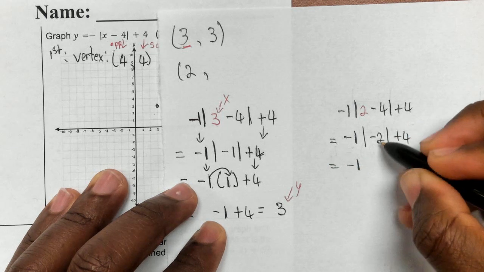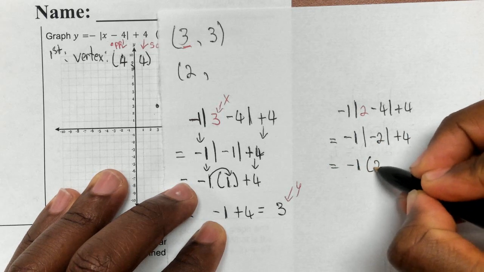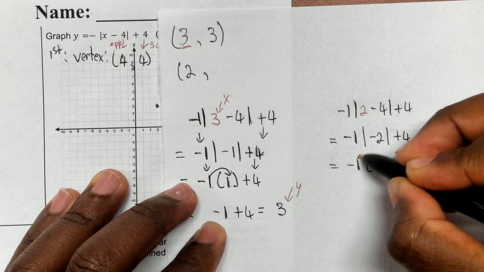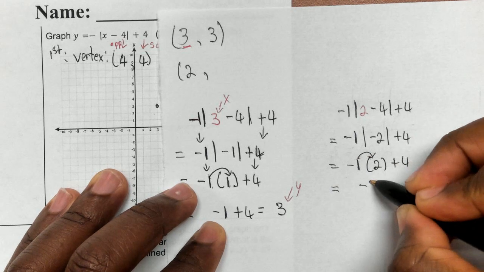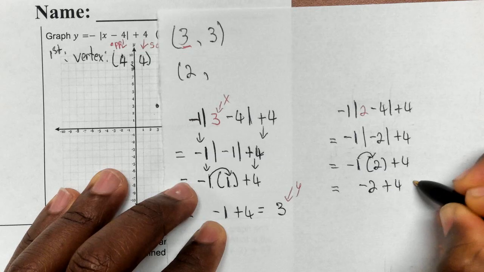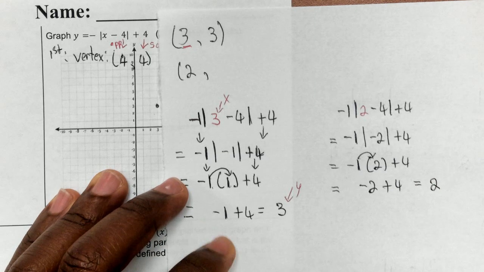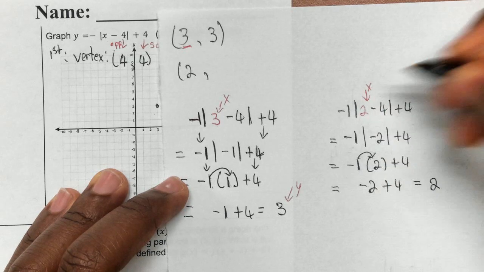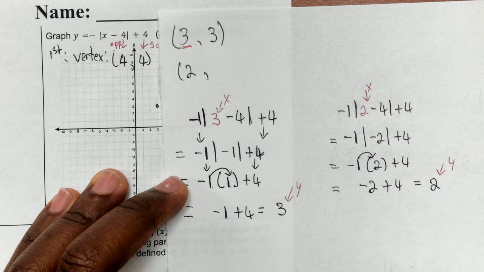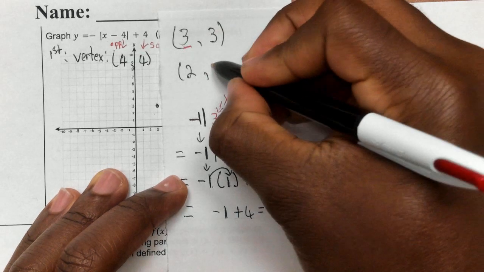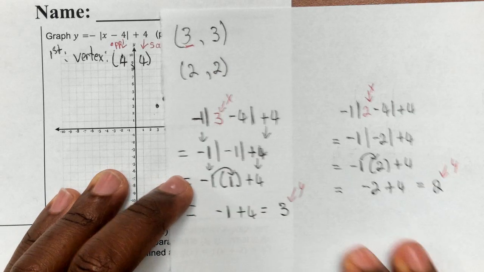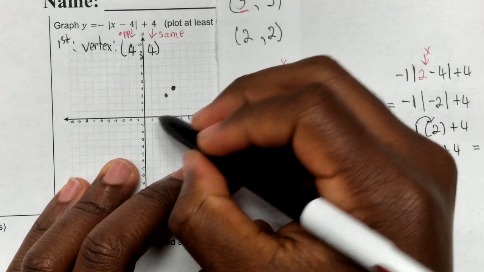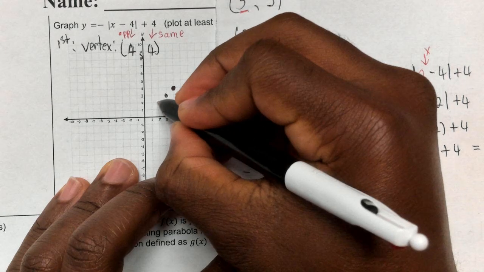Bring down the negative 1 again because the absolute value turns this number into a positive number. Now I multiply. I get negative 2. Negative 2 plus 4 is positive 2. So when I plugged in x as 2, I got 2 as the y. So now I can plot that point, 2 for the x, 2 for the y.